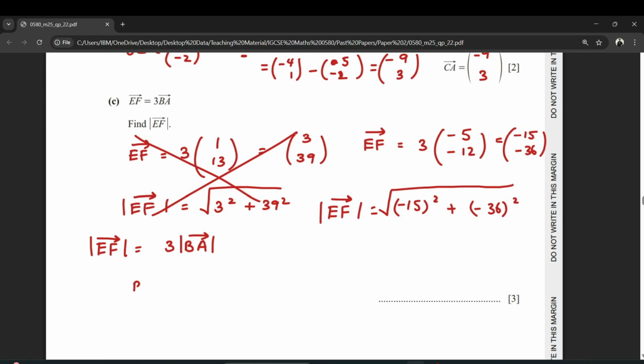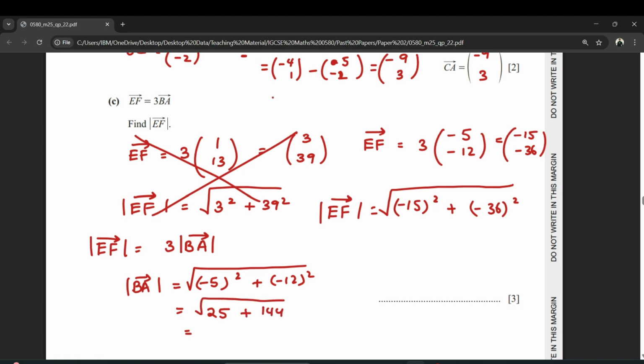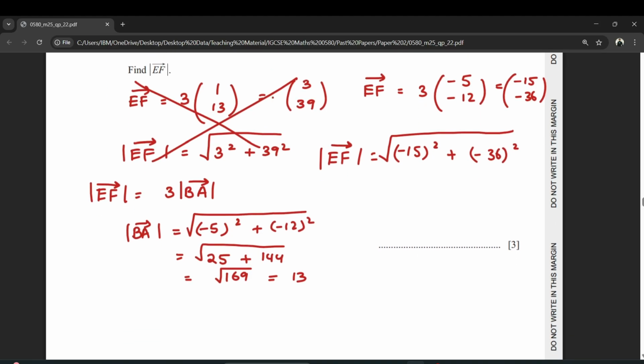Okay, so if I were to work out the magnitude of BA, that would be minus 5 whole square plus minus 12 whole square under root. Okay, so this is 25 plus 144. This gives us 169, and that is equal to 13. So the square root of 169 is 13. So now if the magnitude of BA is 13, therefore the magnitude of EF would be 3 times 13, which is equal to 39. So that's your answer.